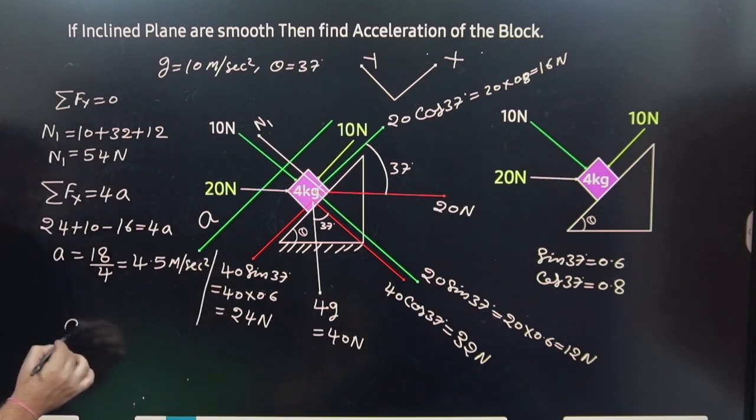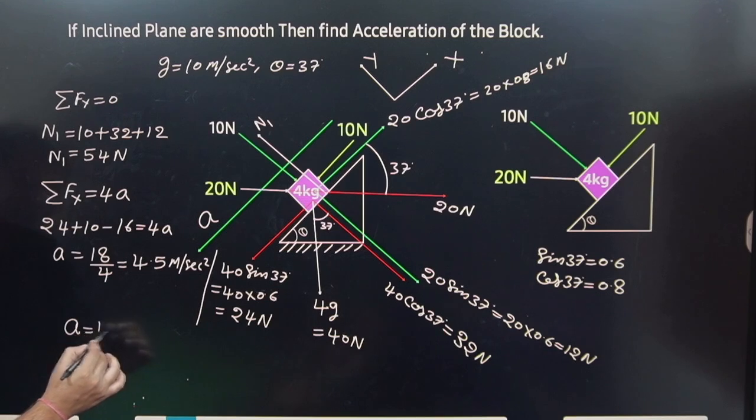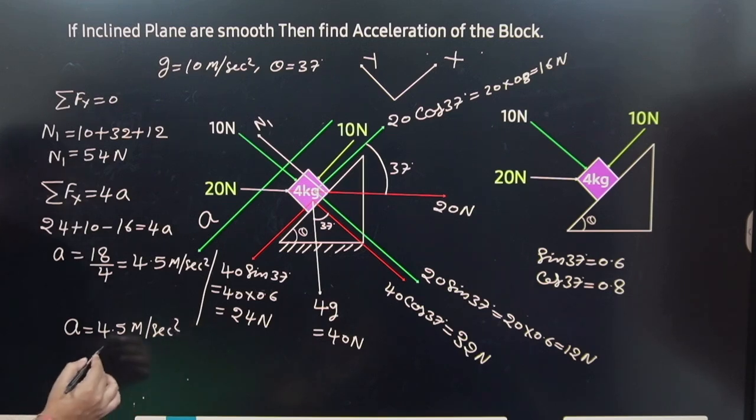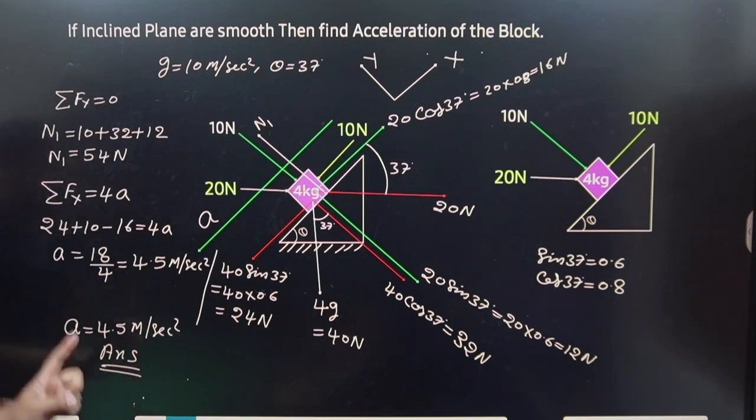So the acceleration of the block is 4.5 meters per second squared, which is the right answer. I hope it is clear. You can say that this block is going in the downward direction with 4.5 meters per second squared.